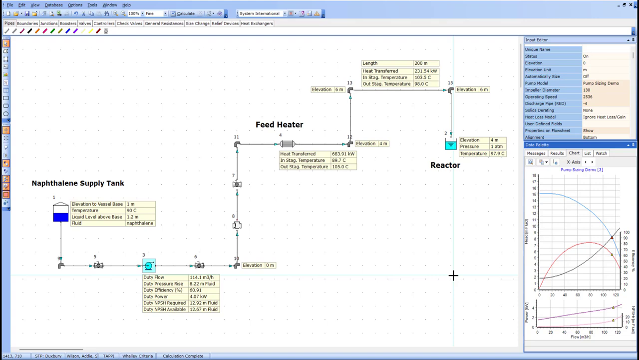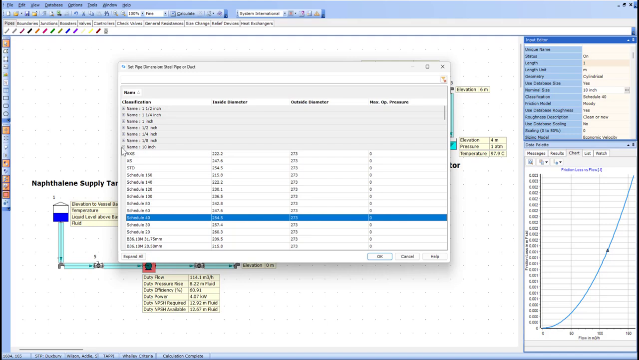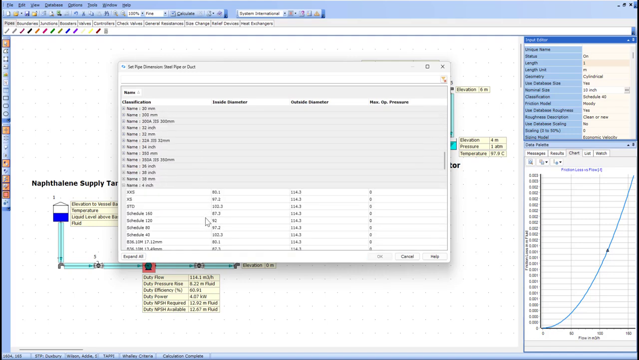Undersizing isn't the answer either. It increases pressure loss, pump head, and energy consumption. The goal is balance. Pipe size and pump performance must be considered together. We'll return to the economic pipe size before moving on.